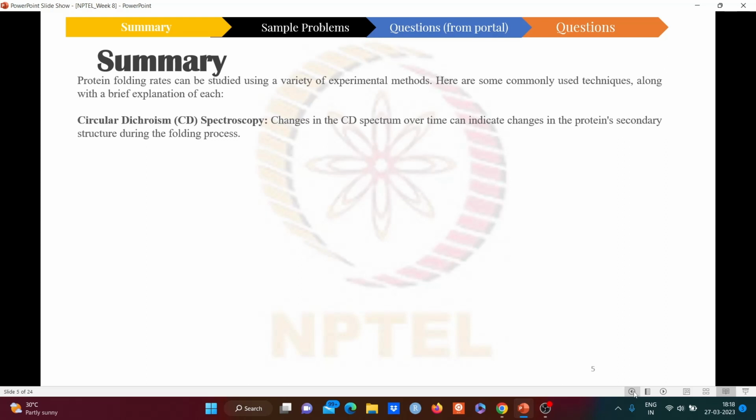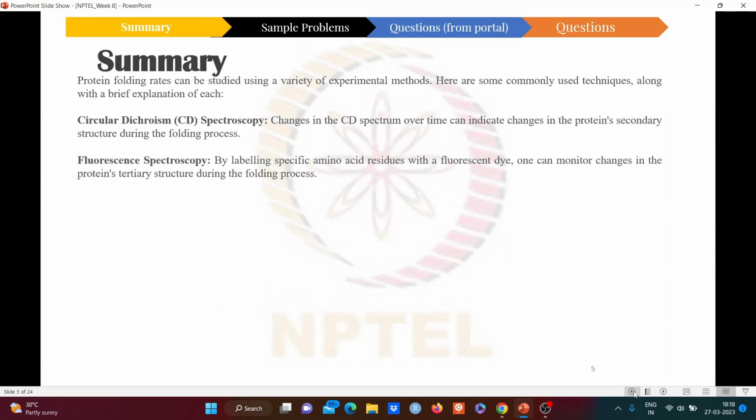By shining circularly polarized light on a protein solution and measuring the difference in absorption of left and right circularly polarized light, one can determine the protein secondary structure. The changes in CD spectrum over time can indicate the changes in protein secondary structure during the folding process. Second is fluorescence spectroscopy. This method involves measuring the fluorescence emitted by a protein molecule after it has been excited by light of a certain wavelength.